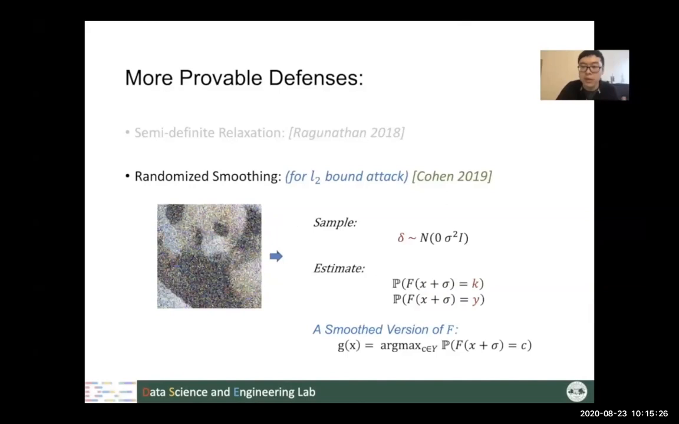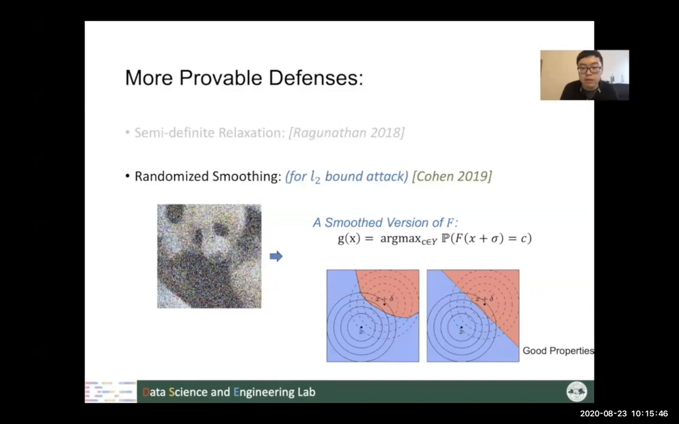So we can also see this process as a classifier, which we call here the smoothed version of the original classifier. In this paper, the authors suggest that the advantage of using this smoothed version of F is that it has much better statistical properties. For example, it has a smoother decision boundary, and it also has many good mathematical properties that allow us to do mathematical proofs.